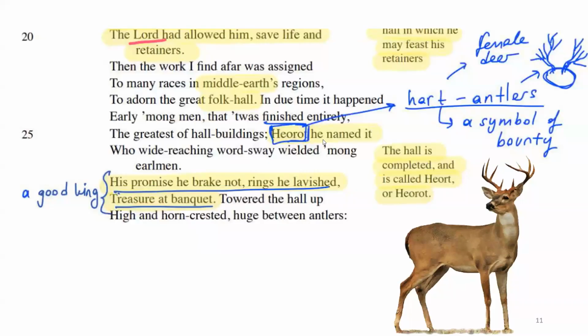Hrothgar gives his mead hall the name Heorot, which means hart antlers. A hart's antlers were a symbol of bounty. Hanging hart antlers in the mead hall shows the Danes' hopes for bountiful years, throughout which their food and drink are never scarce. So the Danes start living in Heorot peacefully and happily, feasting, singing songs, dancing, and making merry.